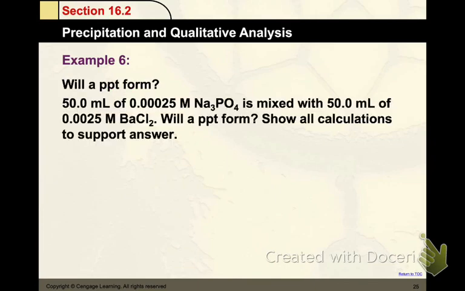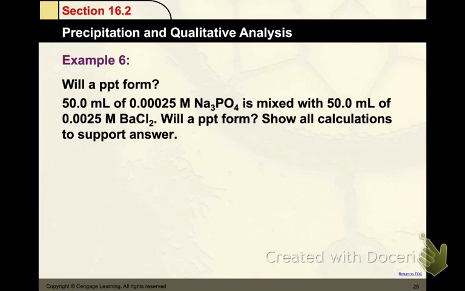Will a precipitate form if we take 50 milliliters of 0.00025 molar sodium phosphate and mix it with 50 milliliters of 0.0025 molar barium chloride? All right, so first things first. If you're mixing these two solutions, what is the potential precipitate that could form?